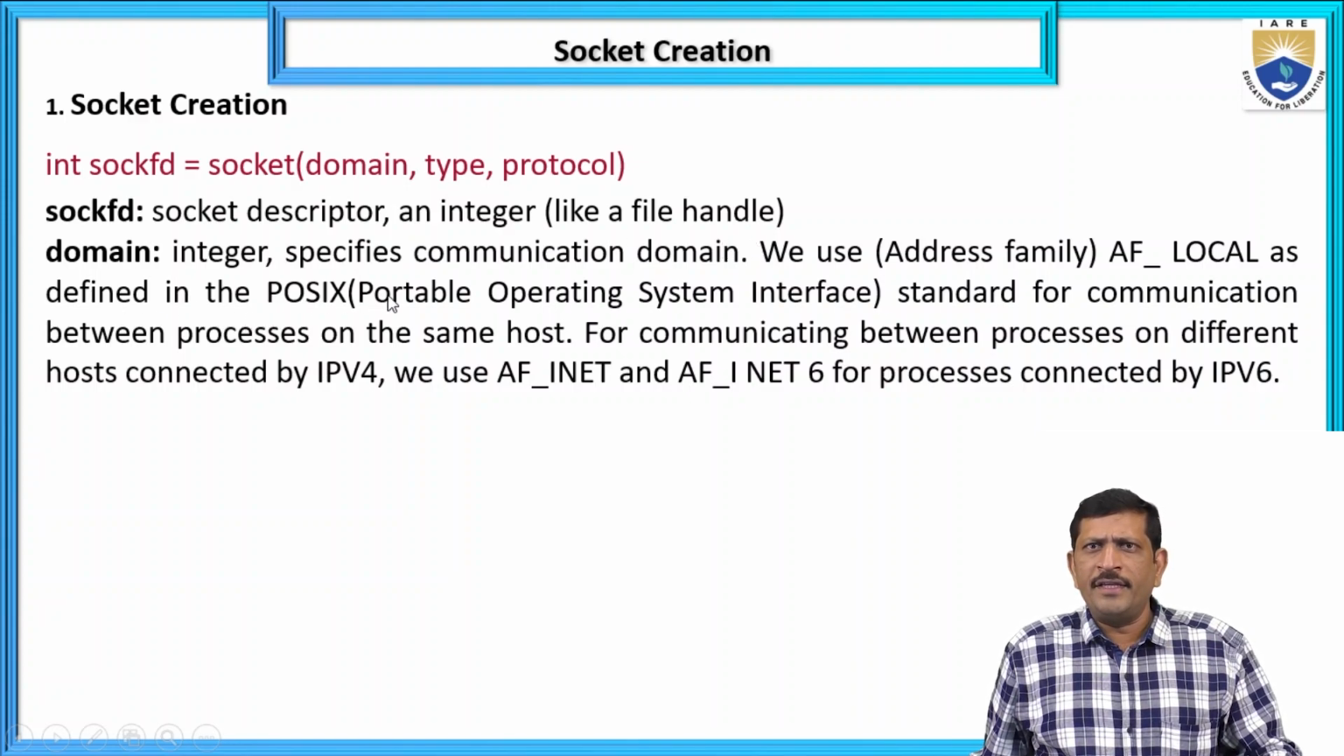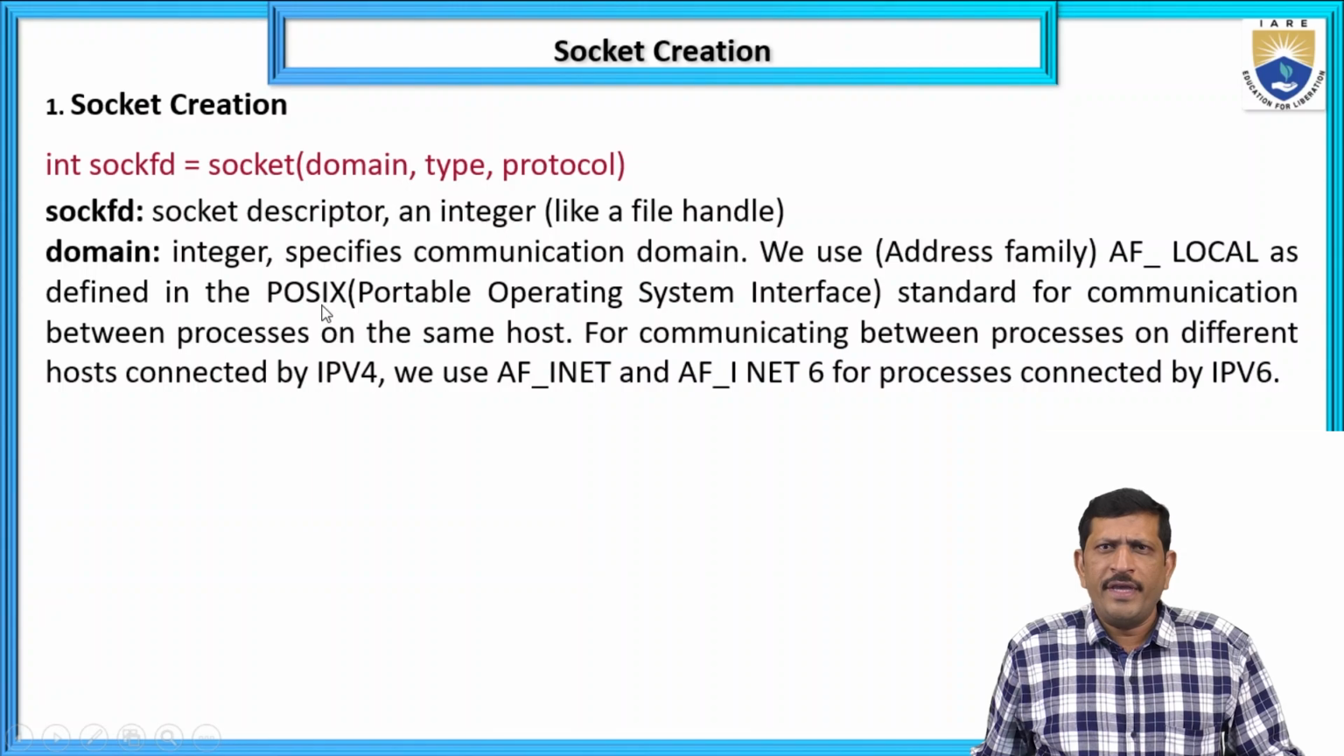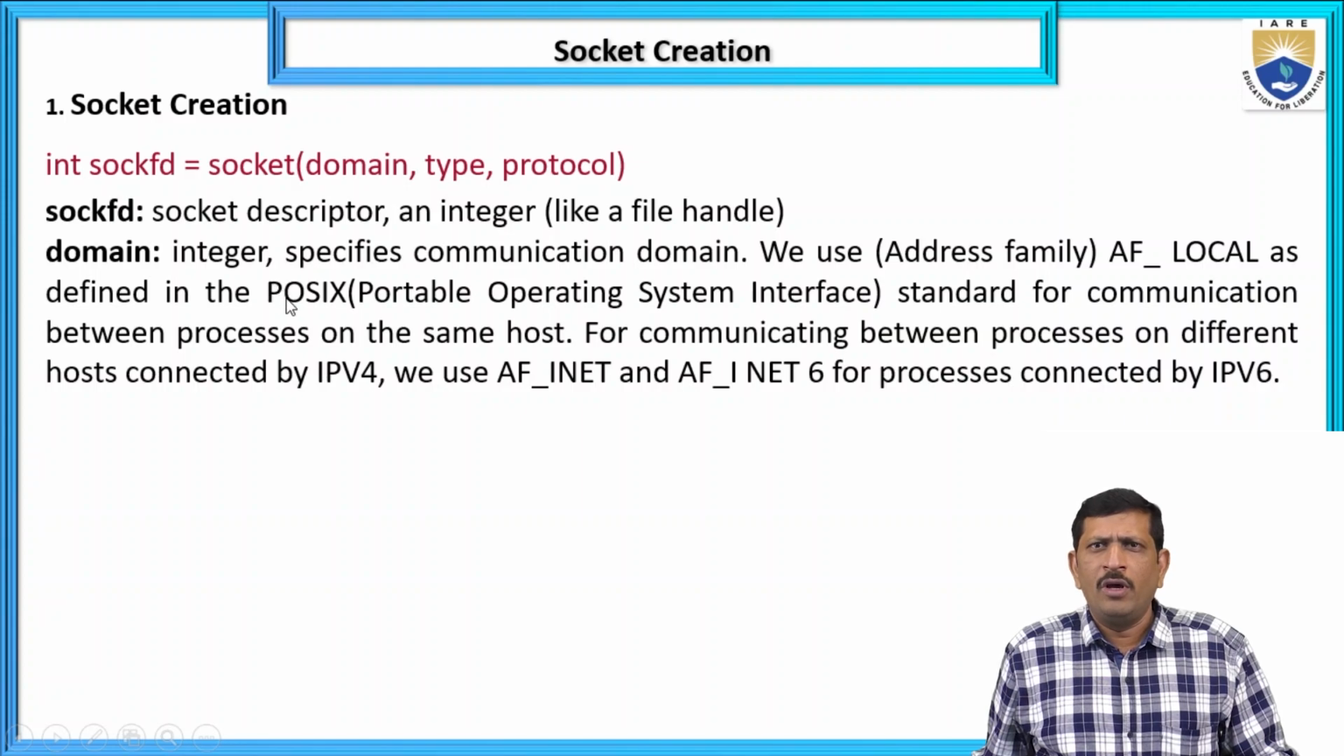Domain is an integer specifying the communication domain. We will use address family AF_LOCAL as defined in the POSIX, that is the Portable Operating System Interface standard, for communication between processes on the same host. For communicating between processes on different hosts connected by IPv4, we use AF_INET, and for IPv6, address family AF_INET6.